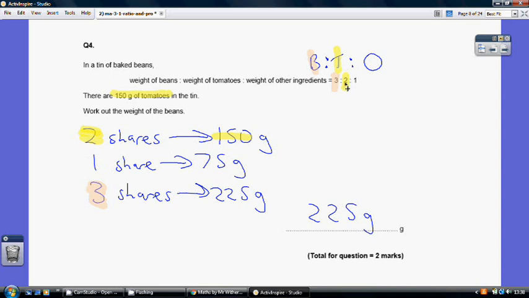So, that represents the 2 shares. So, 2 shares is the 150 grams. So, 1 share, we're going to halve this, is going to be 75 grams. I need to work out the weight of the beans. Well, the beans have got 3 shares. So 3 shares is going to be 3 lots of 75, which is 225 grams.